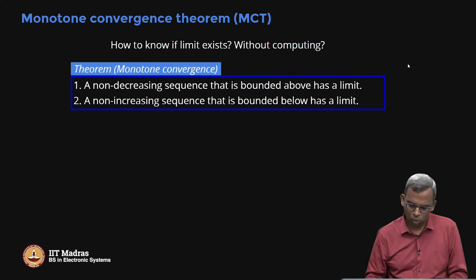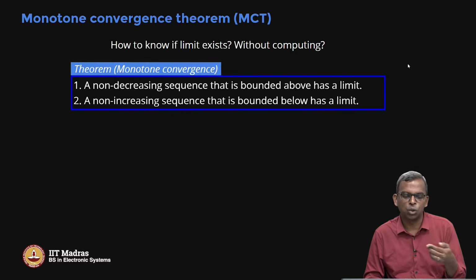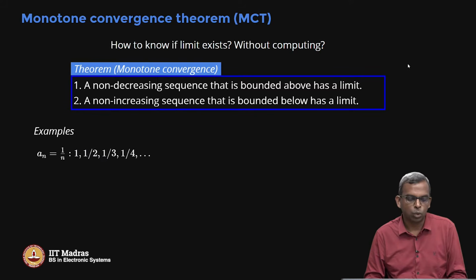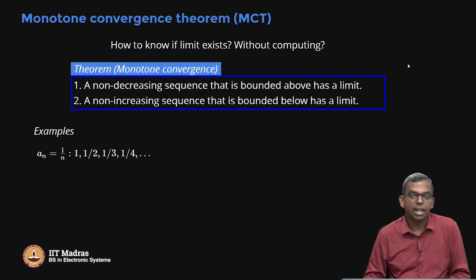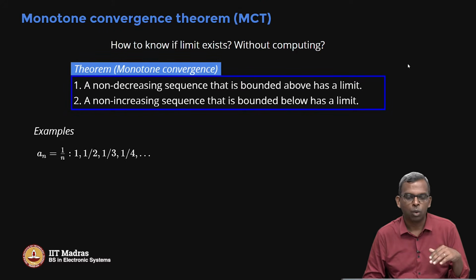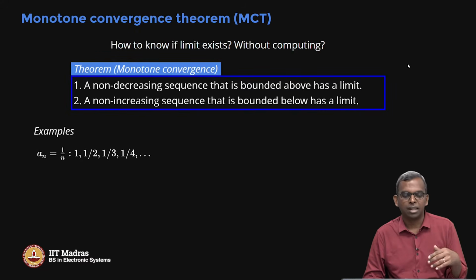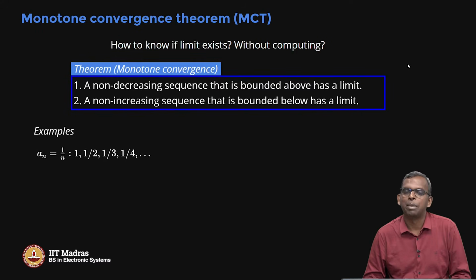So let's see how this works with a few examples. I'll just go through these examples. We've seen these examples before, but just to reiterate, here's the sequence: a n equals 1 by n. We already know a limit exists for this. We've computed the limit using the epsilon definition. Now, without even computing it, can we know ahead of time that a limit will exist?